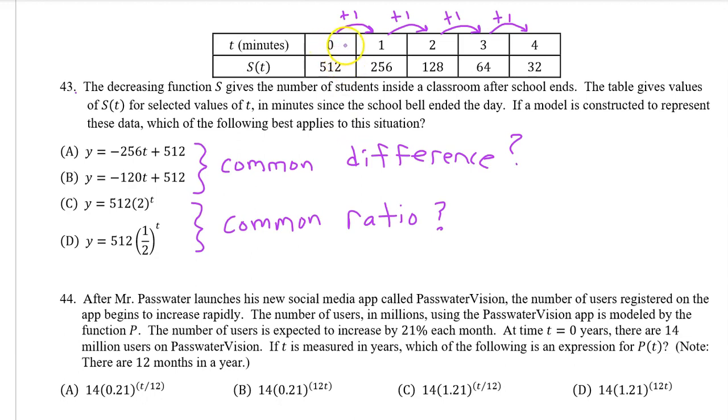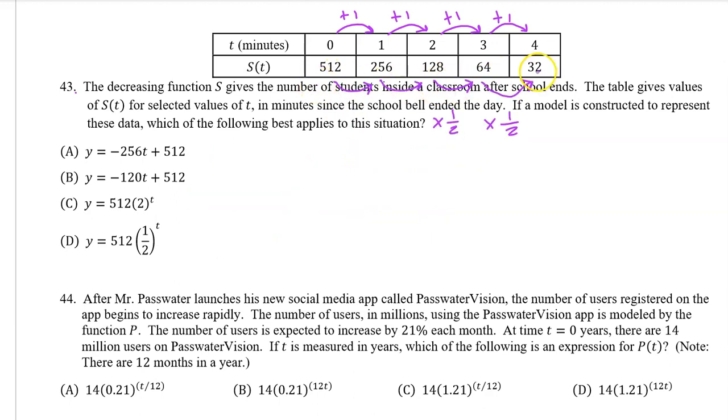Notice that the table shows equal length input value intervals. The first 2 options are linear functions. We will choose one of these if the output values turn out to have a common difference. The second 2 functions are exponential functions. These will be appropriate if there's a common ratio between the output values. If you divide each term by the previous term, you get 1/2. So there is a common ratio, and the common ratio is 1/2.